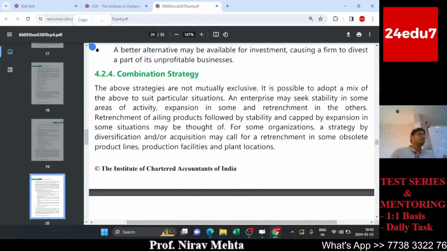A combination. Very simple. What is combination? A mix of all the above strategies. The above strategies are not mutually exclusive. Some big business people follow a mixed strategy. For example, Reliance Jio, they are doing expansion. Reliance Trends, now they are in stability, they want to be stable because expansion is done. Reliance Jewels, they are divesting. Example. Are you getting my point? So combination: the above strategies are not mutually exclusive.